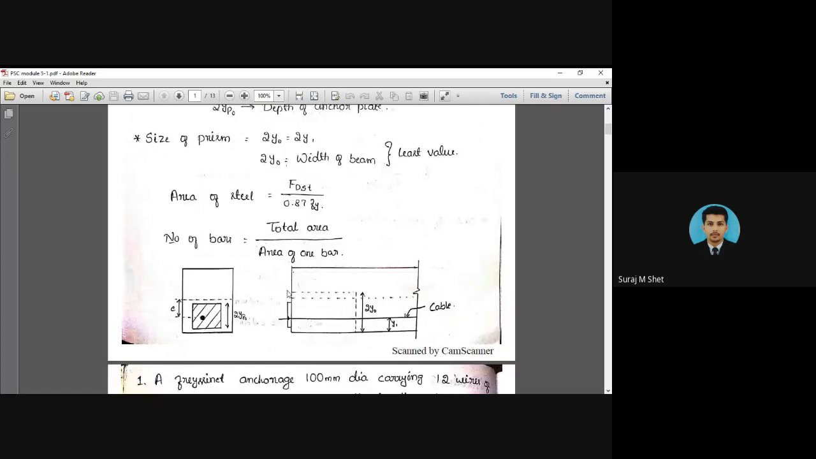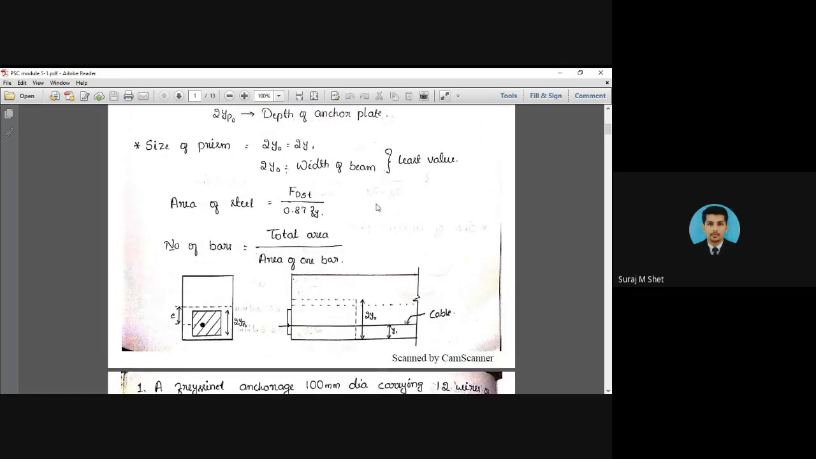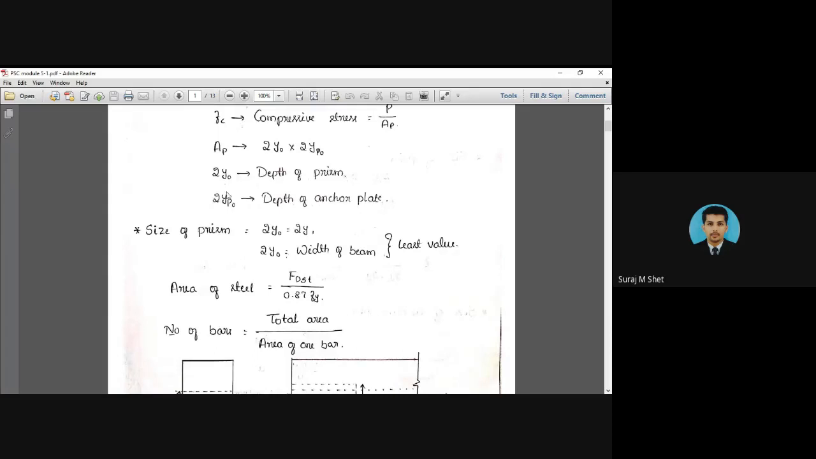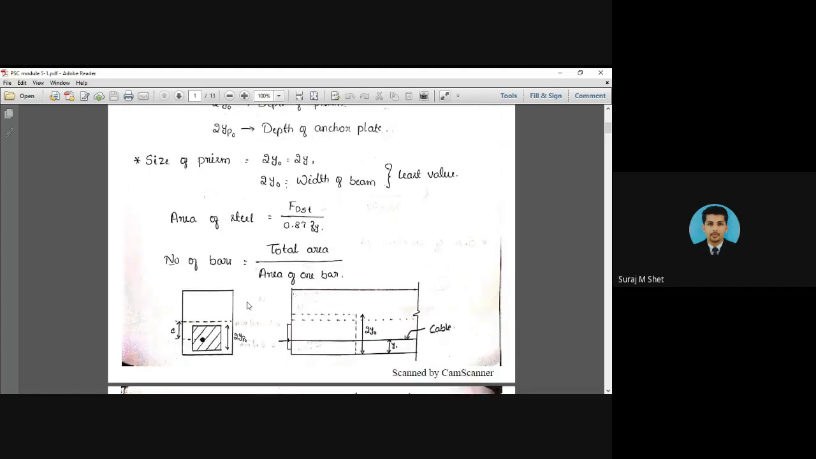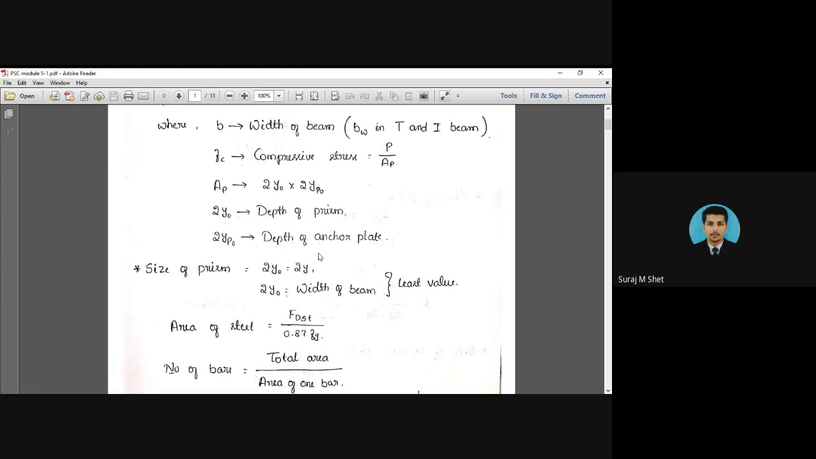See, this is your neutral axis. The portion below the neutral axis is called the depth of the prism, that is 2 into y naught, and 2 into yp naught. The p indicates anchor plate, the depth of the anchor plate. Suppose this is your rectangular beam. If they provide an anchor plate, then the depth of the anchor plate is 2 into yp naught. So don't confuse here, I will explain.